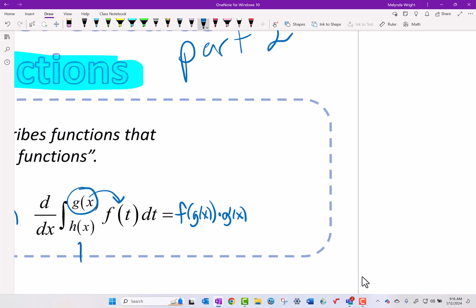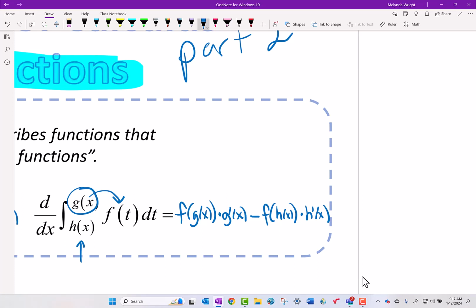Now, how do we pull in the h? Well, we would subtract f of h of x times the derivative of h of x. So that's a little bit more intense, I guess, if you will. If you have a function on both the lower and the upper bound, we would have to do this scenario where we're actually subtracting. Okay, I want to pause here for a second. Are we okay with the formulas?